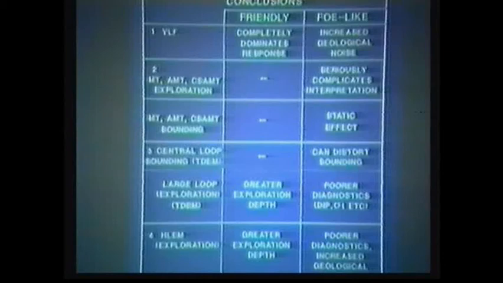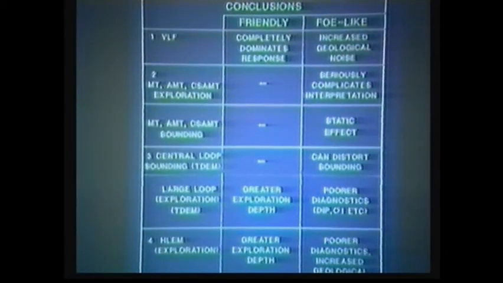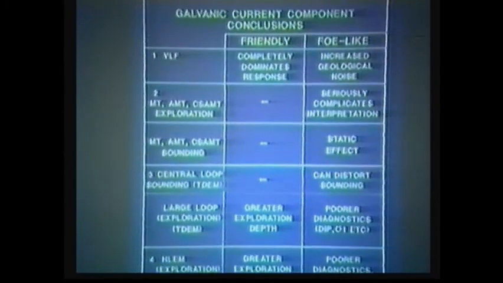Like all tables, it's not particularly useful. But if we look at, in general, the overall effects of the galvanic current component, the advantages are that it lets us see deeper, because the linear current filament gives a magnetic field which falls off more slowly with distance. It lets us see targets further away from the transmitter, but otherwise can get us into a great deal of trouble. So we can't forget it.